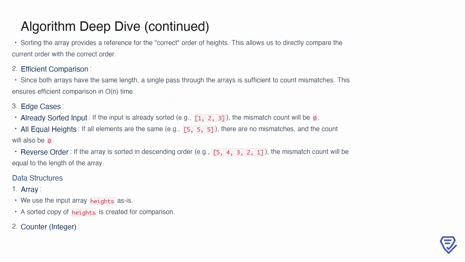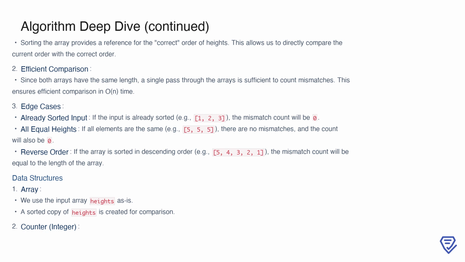Sorting the array is crucial because it provides a reference for the correct order of heights, allowing us to directly compare the current order with the expected one. This comparison process is efficient since both arrays have the same length. By iterating through the arrays once, we can count mismatches in O(n) time.